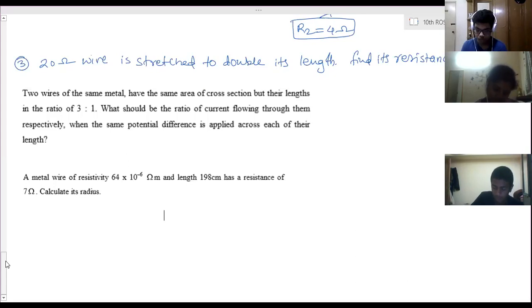Yes, what's the answer? From 0.024 centimeter. Who told this answer? Only one. Depiya. Okay, yes, right. Yes, ma'am. Yes, right, Depiya.